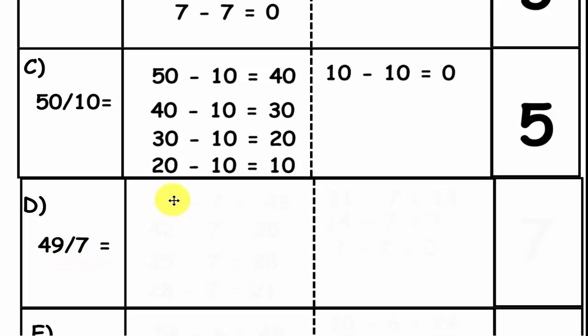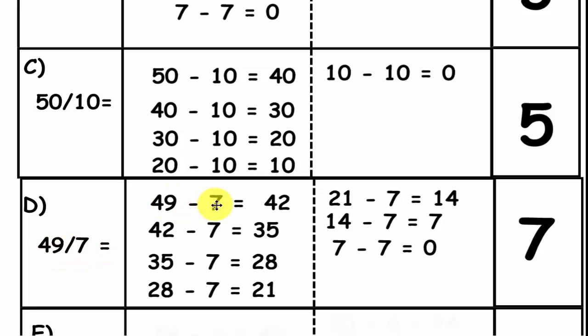49 divided by 7. 49 minus 7 is 42. 42 minus 7 is 35. 35 minus 7, you have a 28. 28 minus 7 is 21. 21 minus 7 is 14. 14 minus 7 is 7. And 7 minus 7 is 0. So your answer is 7.